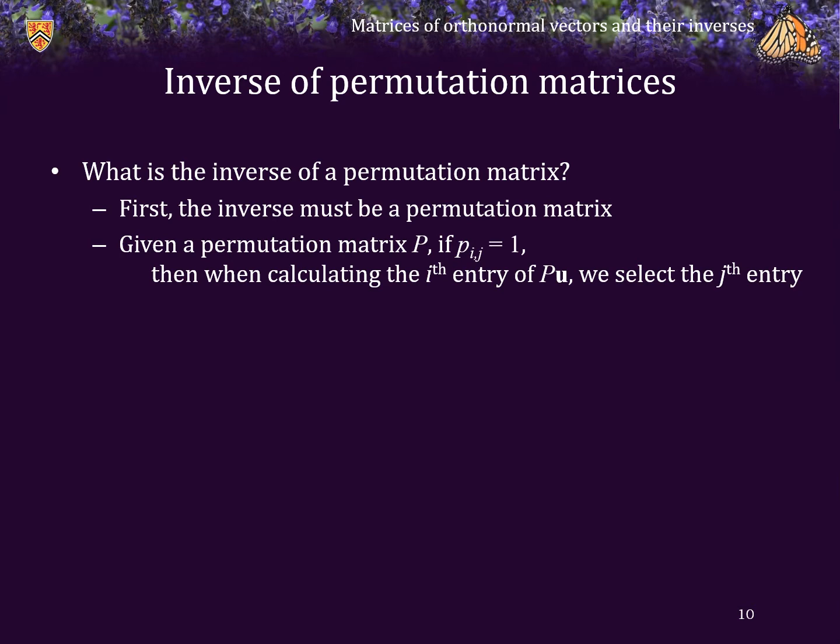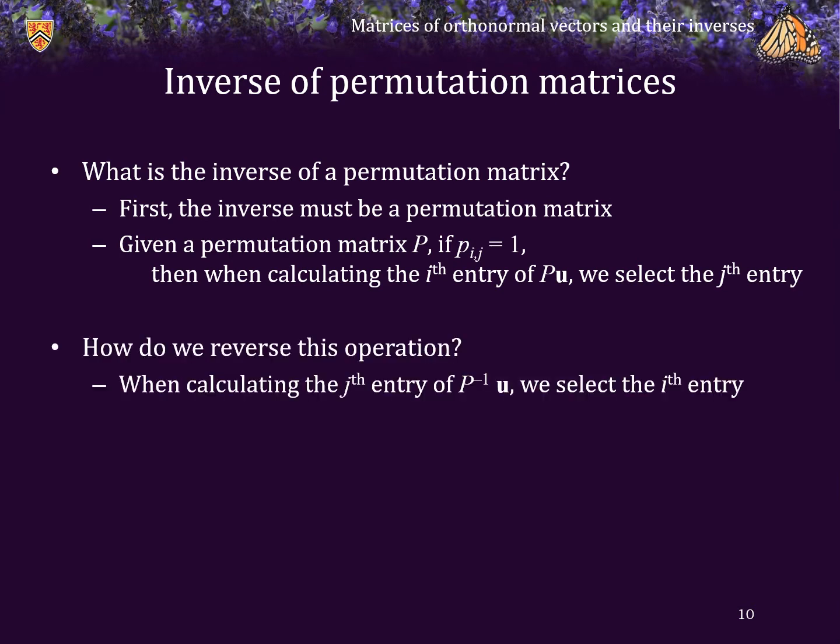Now, given a permutation matrix P, if Pij is equal to 1, then when calculating the ith entry of P times U, we select the jth entry of U. How do we reverse this operation? Well, when calculating the jth entry of the inverse times U, we must select the ith entry. That is, if the entries of the inverse are represented by Qij, then specifically Qji is equal to 1 whenever Pij is equal to 1.